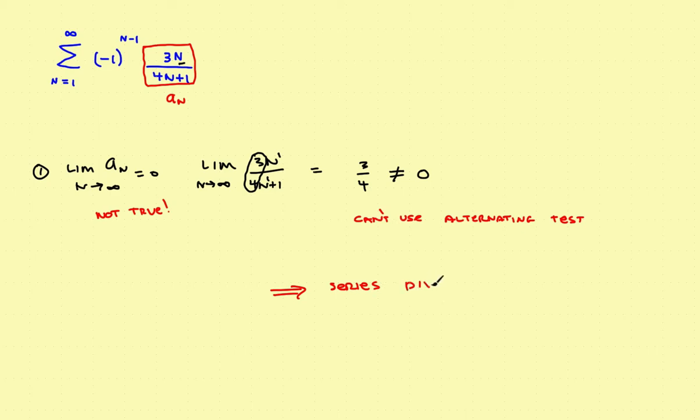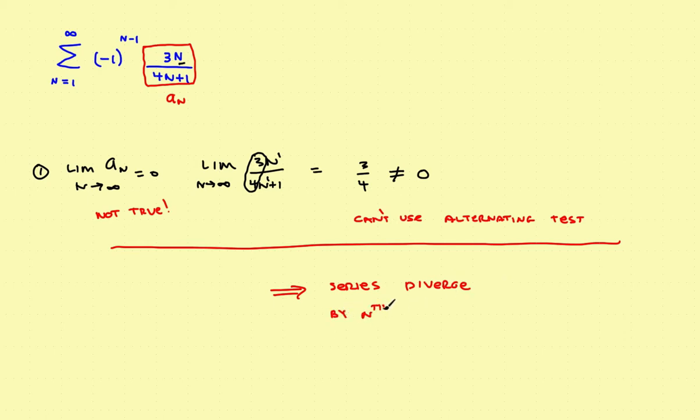But now here's an important difference. It's not going to diverge because it failed the alternating series test. It's almost like you can draw a line across here. Once that limit was not equal to 0, you're no longer looking at the alternating series test. You've switched to the nth term divergence test, and the series diverges by the nth term test for divergence.